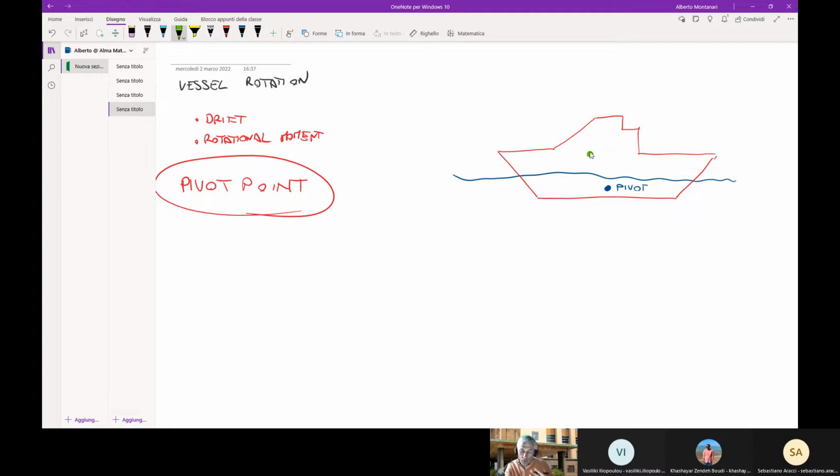So if you have wind hitting the ship, and if I look from above, this is a ship that can be seen like this, with the pivot point somewhere here, and the center of gravity of the windage area here. So if you have wind coming from this side, you get a rotation of the vessel like this. Because the vessel tends to rotate around the pivot point, and the forcing is eccentric with respect to the pivot point, and therefore you have rotation.